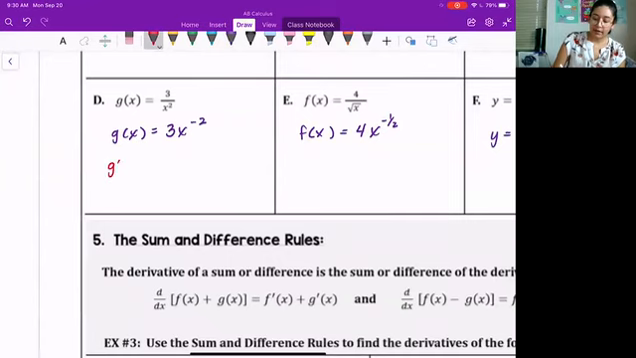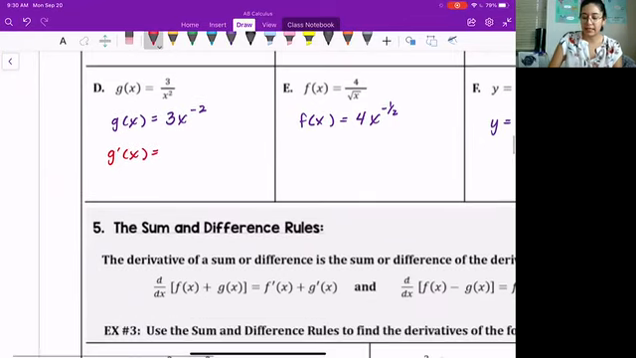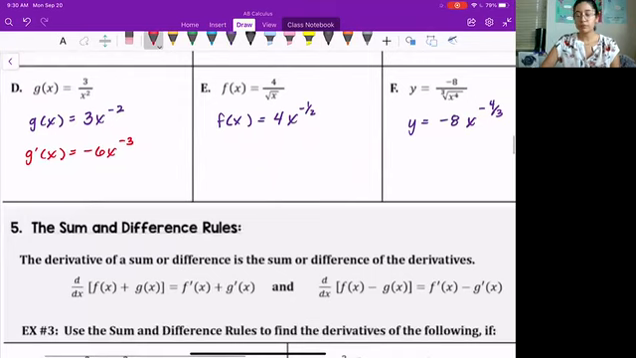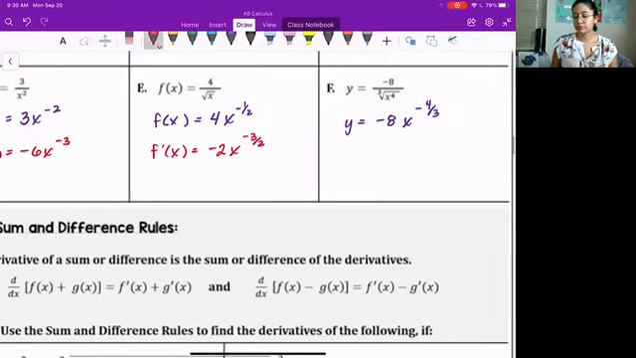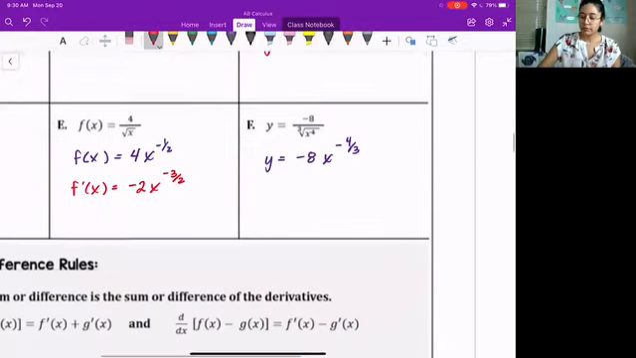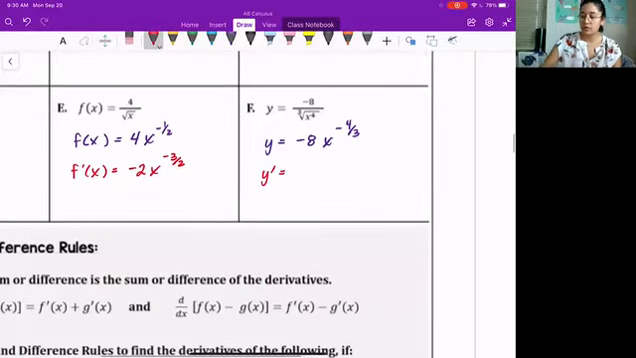Okay, g prime of x. Your notation here is important. 3 times -2 is -6. And then my new exponent, -2 minus 1 is -3. Done. Okay, on E, now we're talking about f prime of x, the derivative. 4 times -1/2 is -2. And -1/2 minus 1 is -3/2. Whoa. All right, last example here, y prime equals.